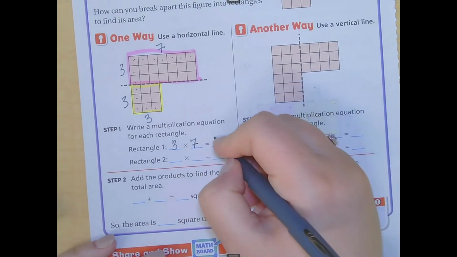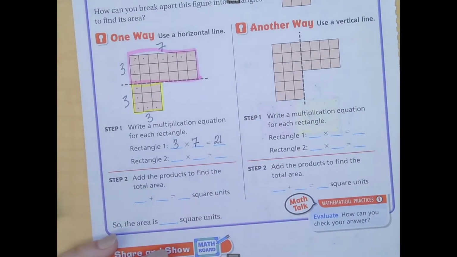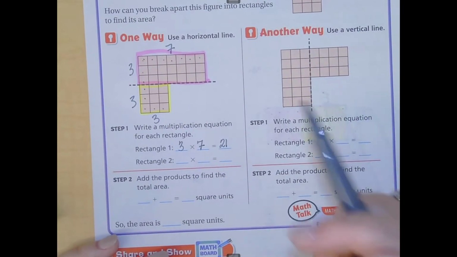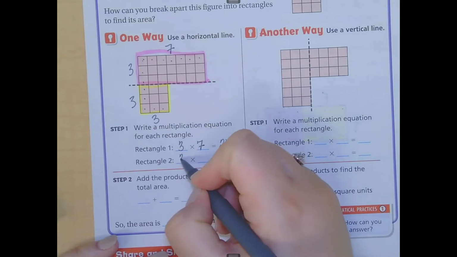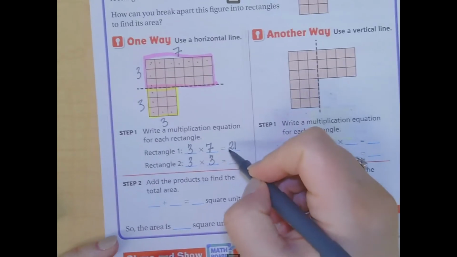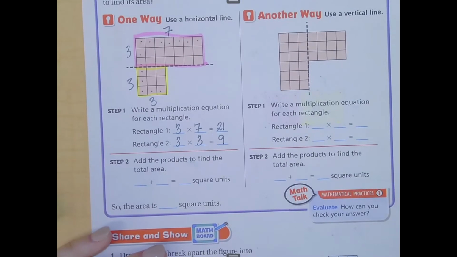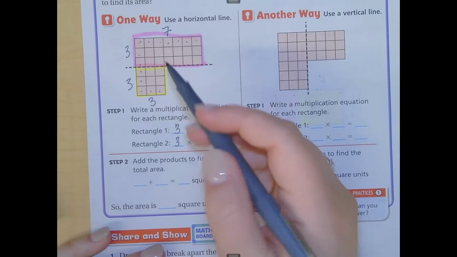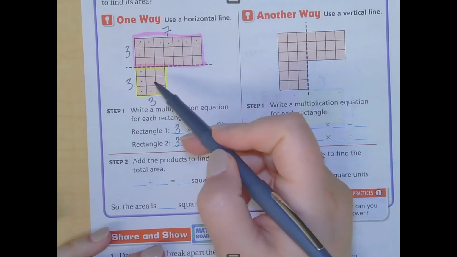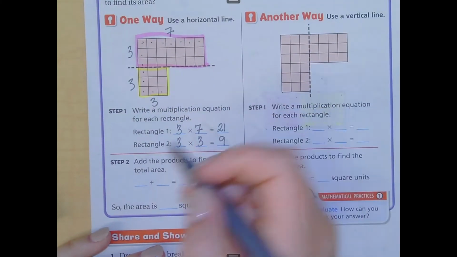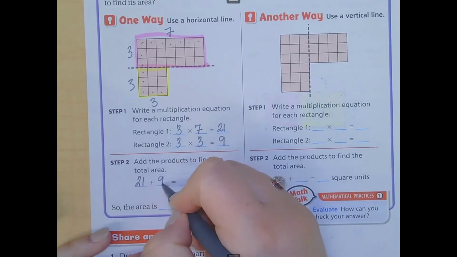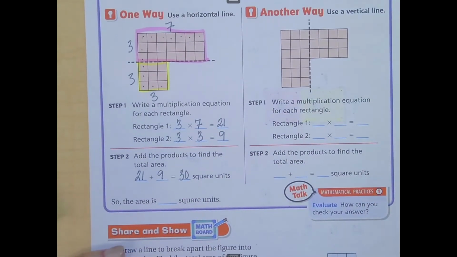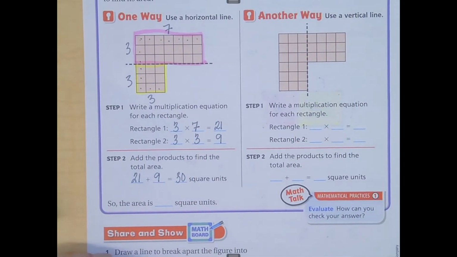3 times 7 is 21. Are you beginning to see why I had you memorize all your multiplication facts? It makes this way easier. Rectangle 2, 3 rows of 3. 3 times 3 is 9, okay? But I want to know the total area of this entire L-shaped figure. So I need to add up this rectangle's area plus this rectangle's area, which would be 21 plus 9, which equals 30 square units.